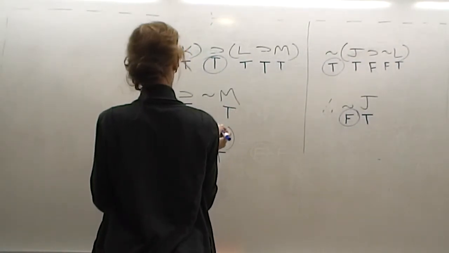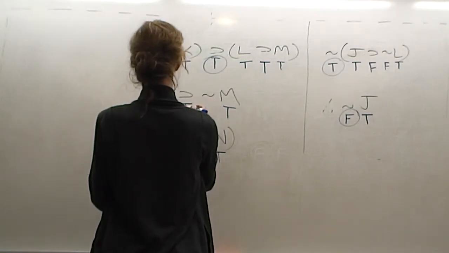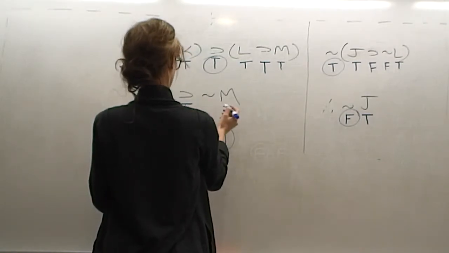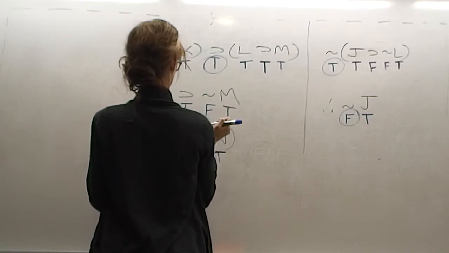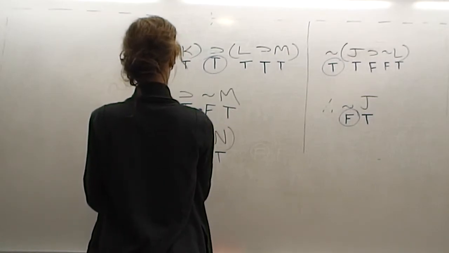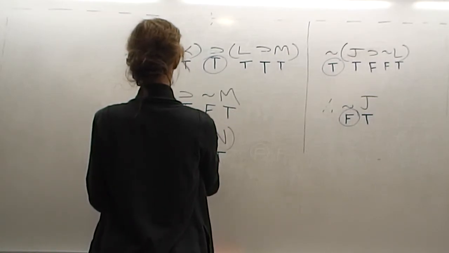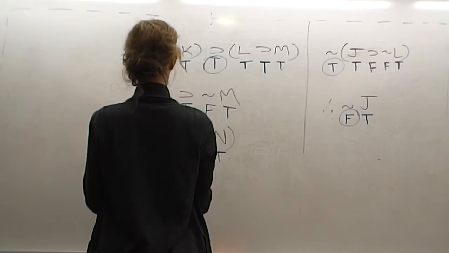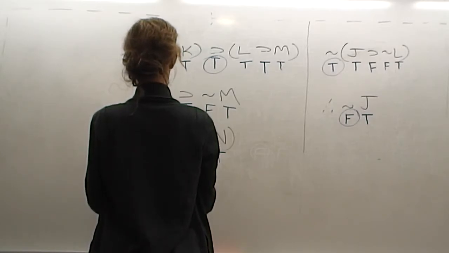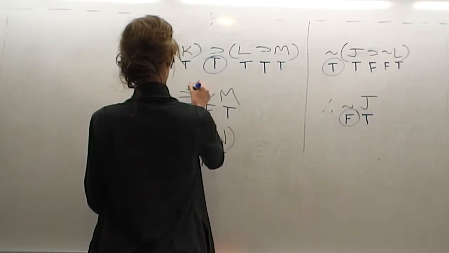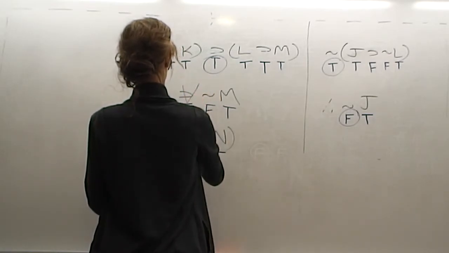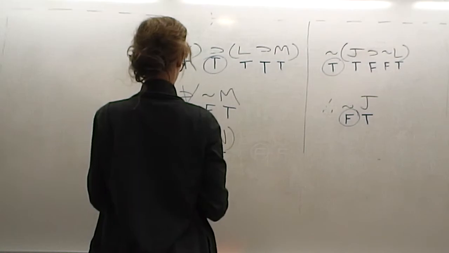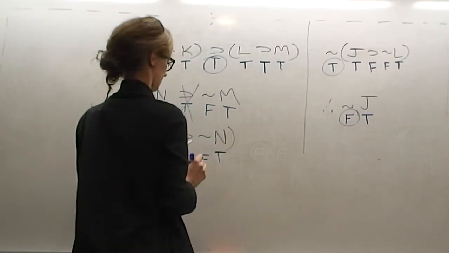And now the curl of M must be false, and now we've just completed assigning truth values for every symbol in that premise. So we pause to make sure that they do in fact justify our initial assumption that that horseshoe is true. Do they? No, because N, the antecedent, is true and the curl is false. That would be a false horseshoe. Therefore, this assignment is not possible.